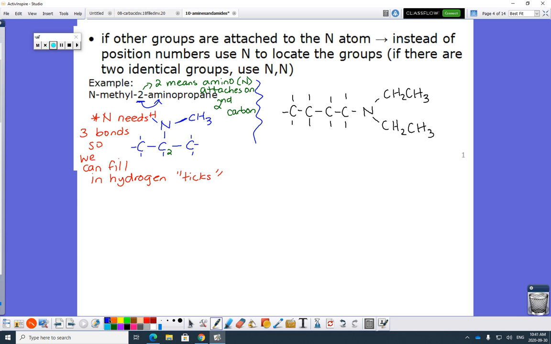NN and then diethyl, or if you want, every time something's attached to the nitrogen that's not the parent, you can just do N has an ethyl, has another ethyl, and then the longest chain, which is always the most important, gets the amino part. Sometimes when it's attached to the end, we don't write the 1. But again, if you want to put that in there, you can to emphasize it.